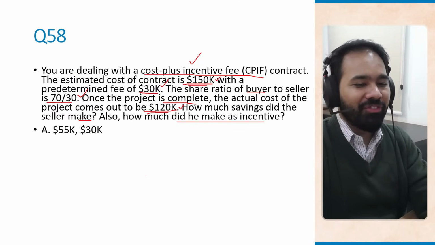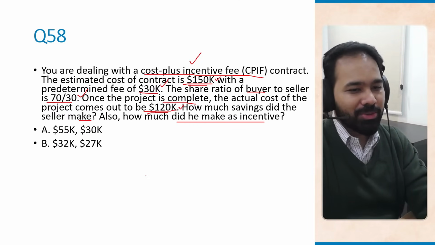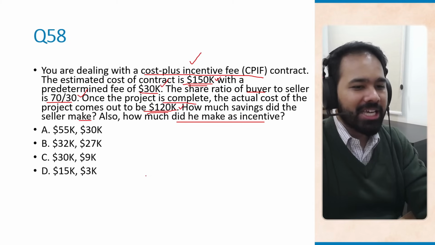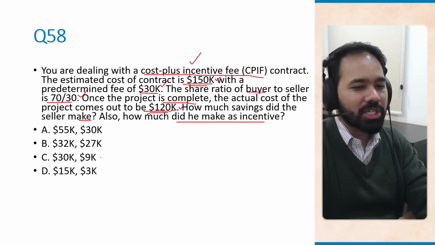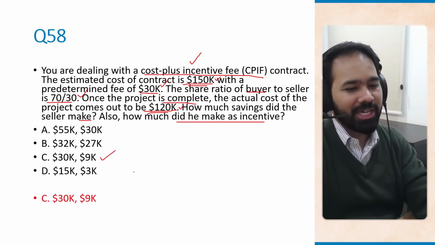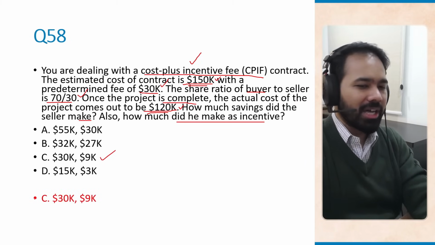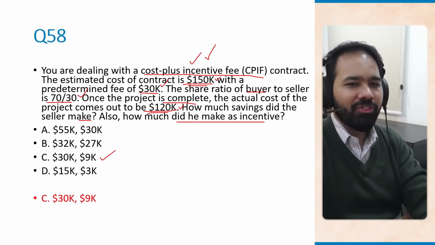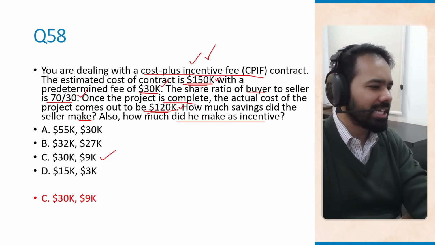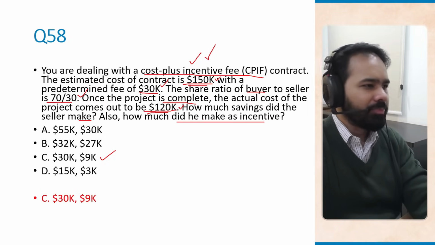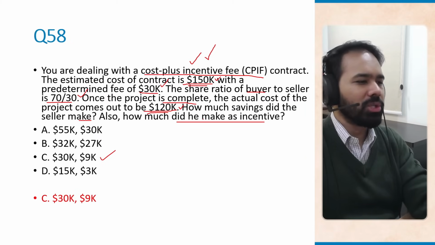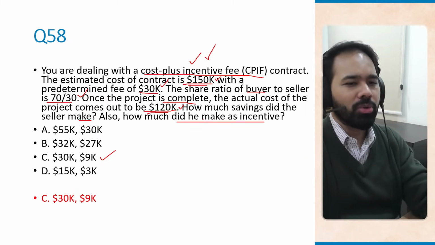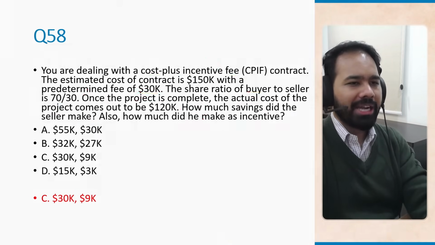Okay, so the options are 55K, 30K, 32K, 27K, 30K, 9K, or 15K and 3K. The correct option is option C, which is what we calculated, right? So that's the correct option. CPIF, cost plus incentive fee, is a type of contract. As I mentioned, definitely check out the link in the description if you want to know the different types of contracts, if you want to go over some more practice questions.